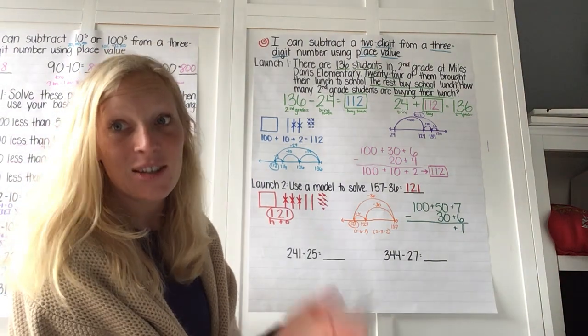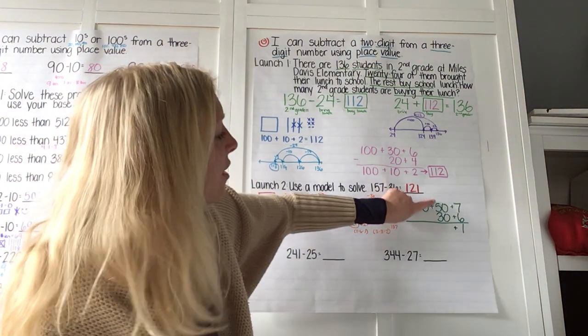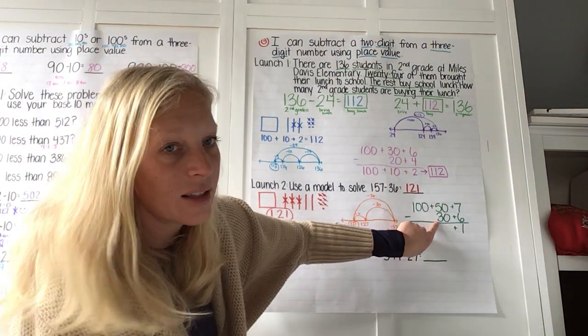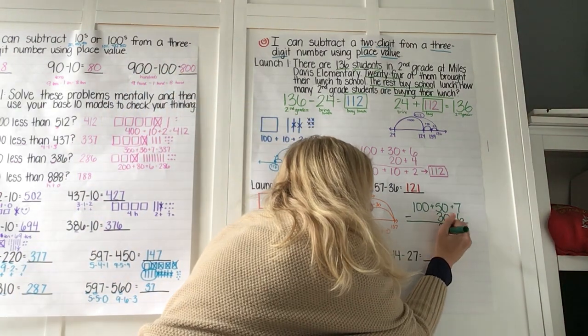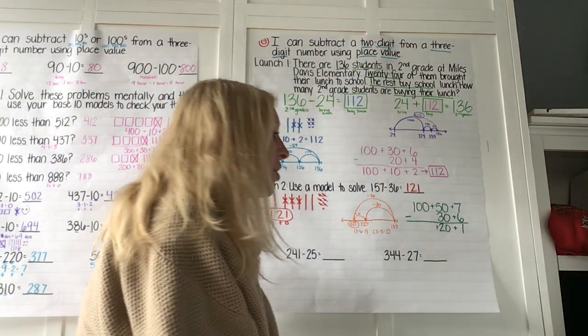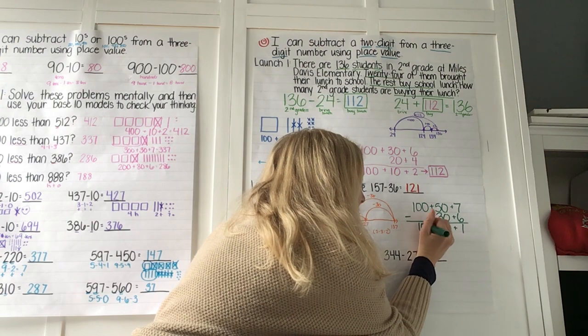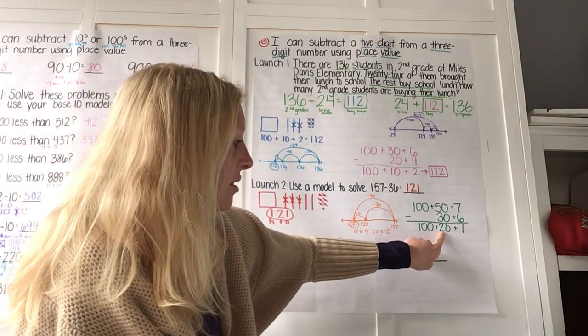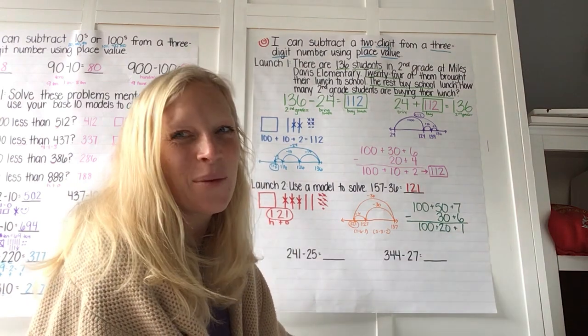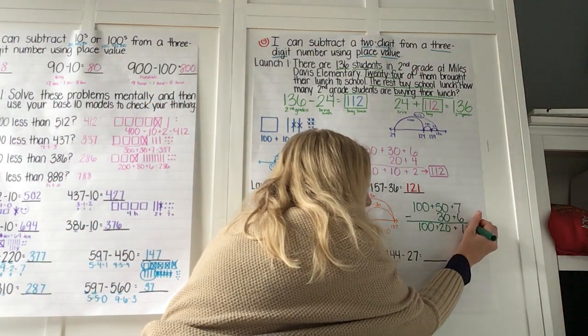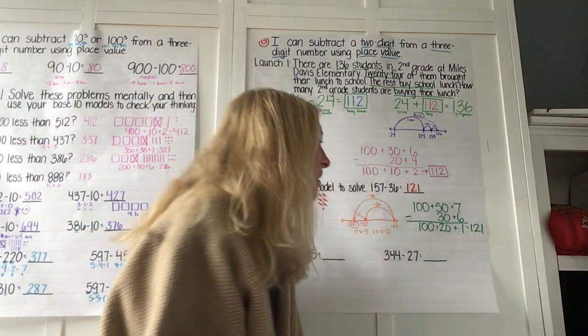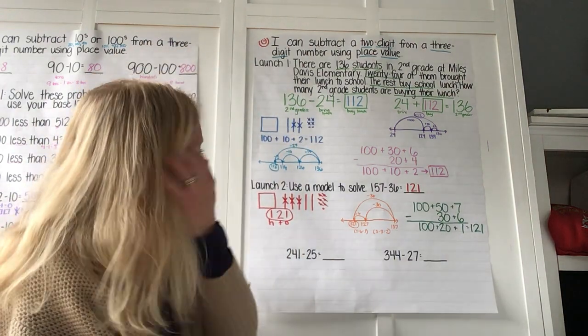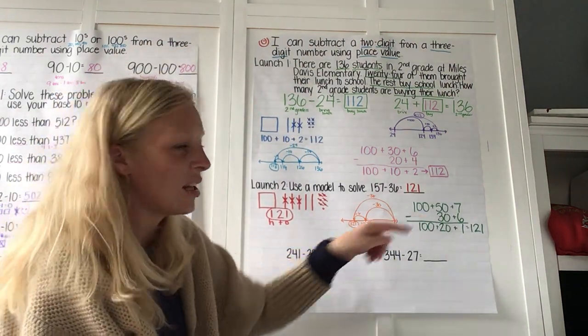You're going to add your tens and your ones and your hundreds together. 50 take away 30 is. And then your hundreds stays the same. So now our answer is going to be our hundreds plus our tens plus our ones. And what does that show us? 121. Very good.